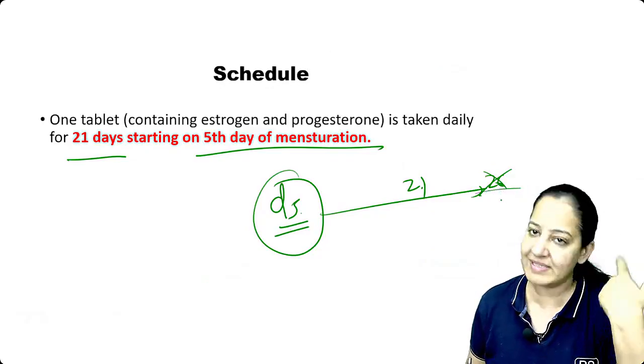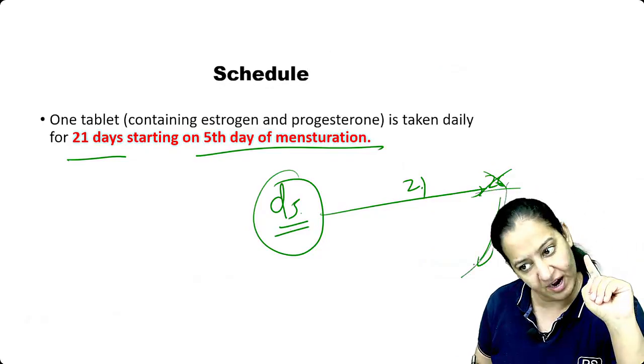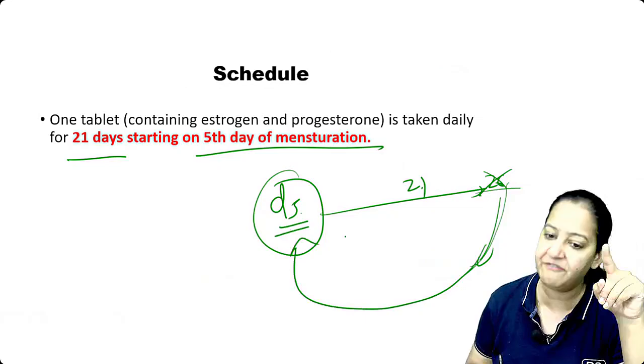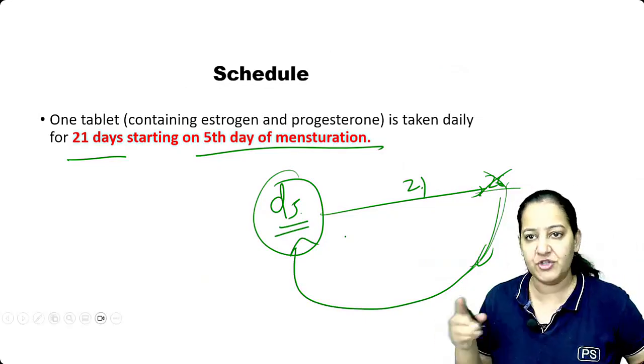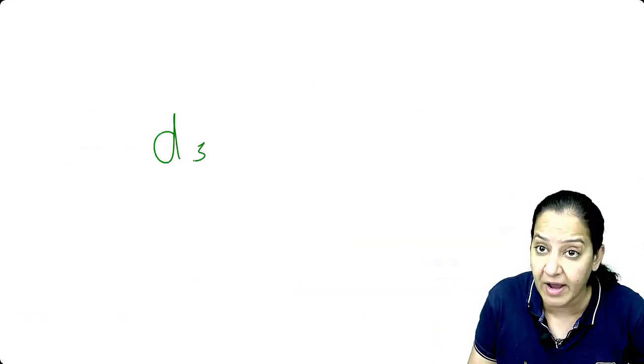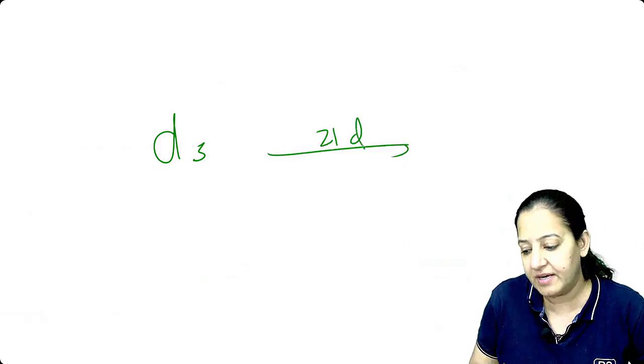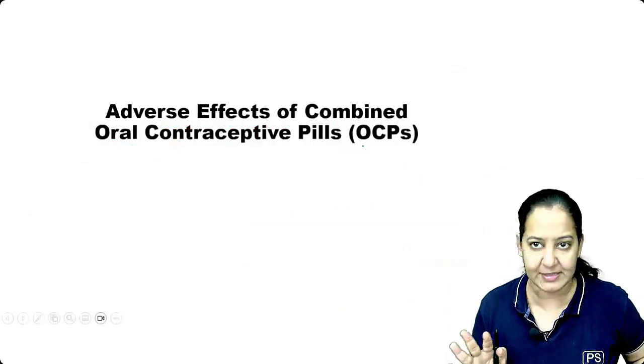Day 26 onwards, leave it for 1 week. Within that week, again bleeding will occur. And again on day 5 of the bleeding, it should be started. So the cycle should be continued. It should be started on day 5 for the next 21 days. This is the scheduling. I guess everyone knows that.